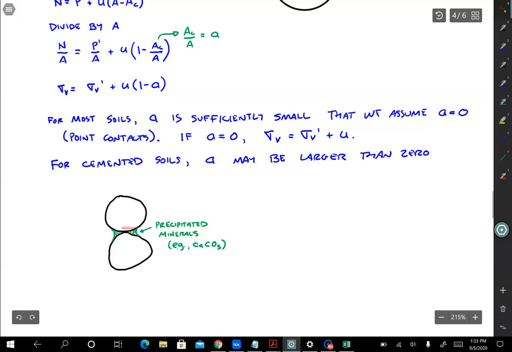And now the water pressure is not acting over that full cemented area. So old soils that have had a long time for these mineral deposits to form may be a little bit cemented, may have a significant contact area. Certainly sedimentary rock has a big contact area. So sometimes for rocks, we do modify the effective stress equation and we introduce an A parameter in there.